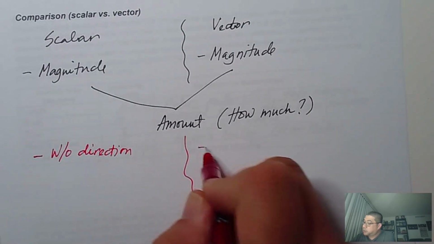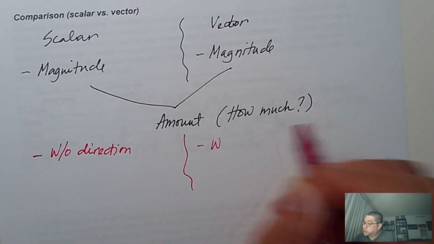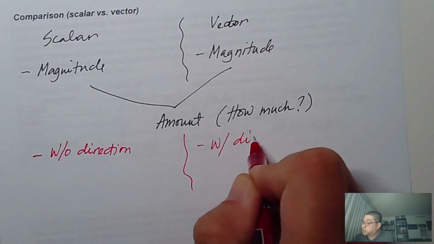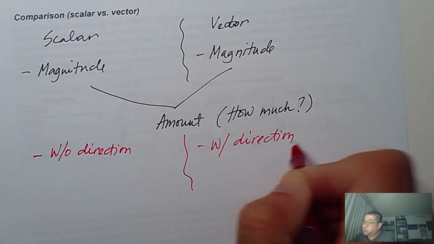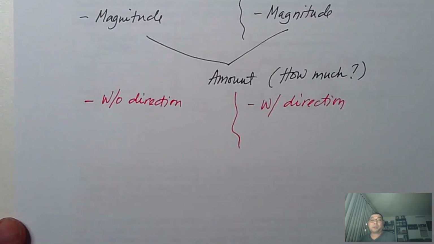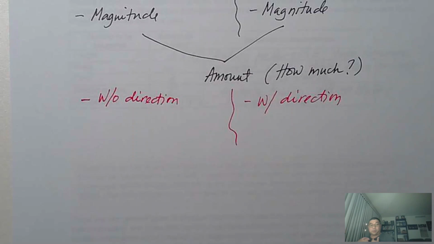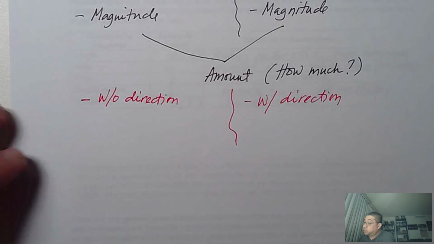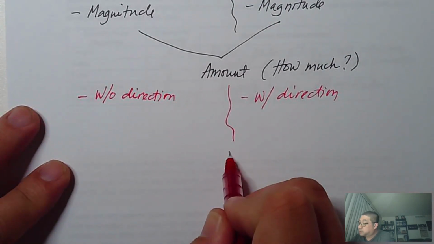While here, direction does matter. So let's say with direction. Quantities with direction. So the amount and then the other one's direction. Now, how do we specify direction?